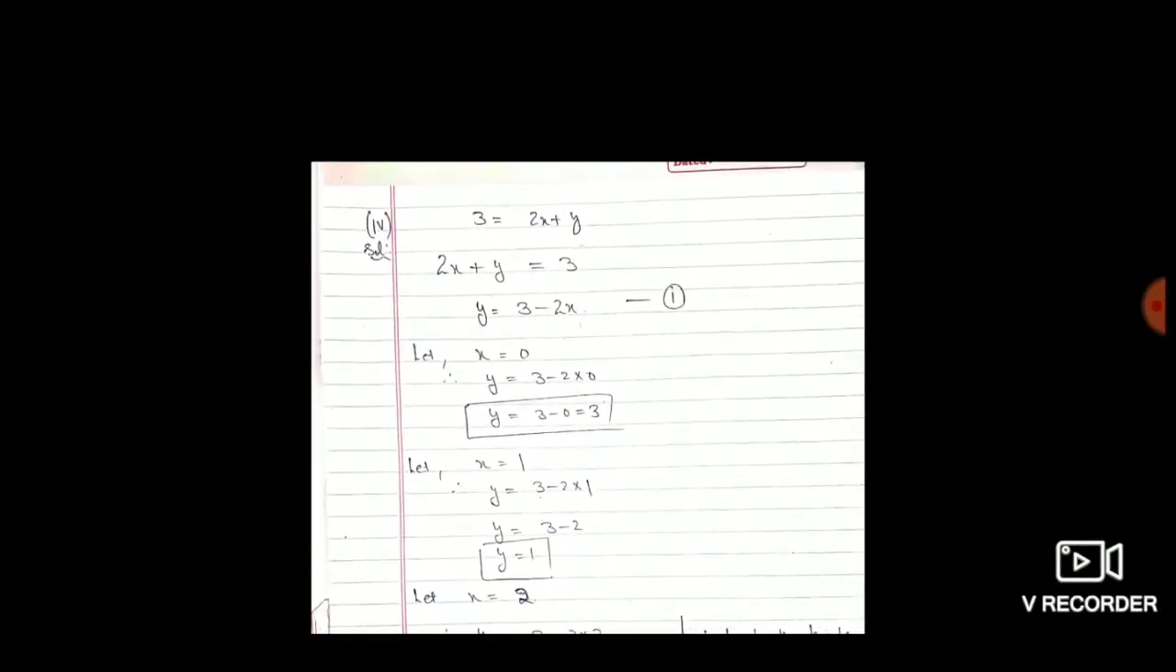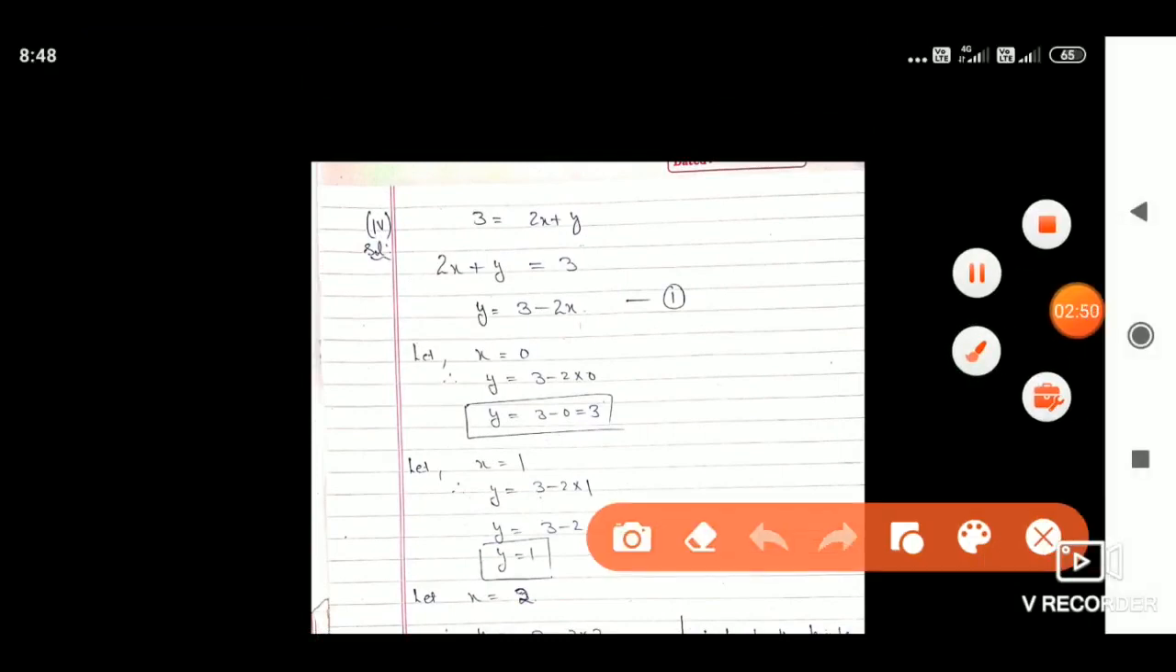Now look at the last part of question number 1. The given equation is 3 is equal to 2x plus y. So we simply write this equation, 2x plus y is equal to 3. Now we write the given equation as either x is equal to or y is equal to. So it is simple, you have to write y is equal to 3 minus 2x. Transpose 2x to the right side.